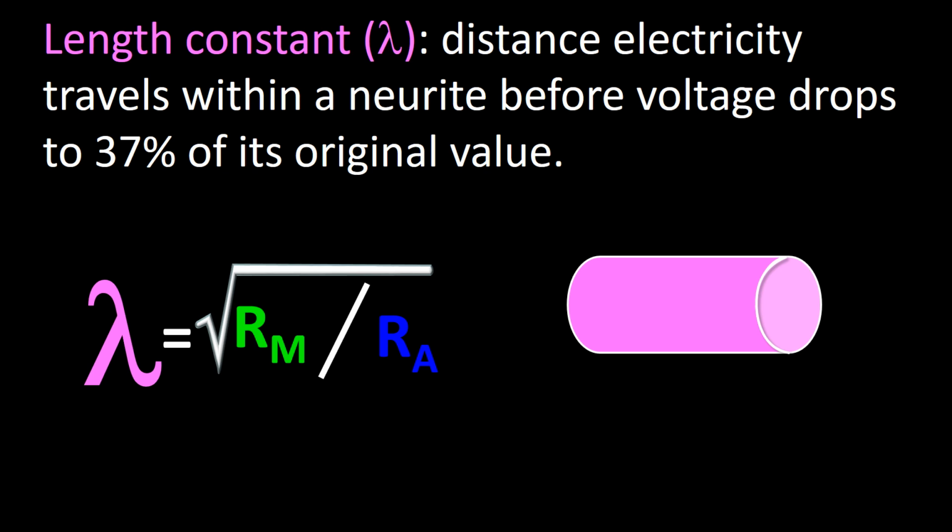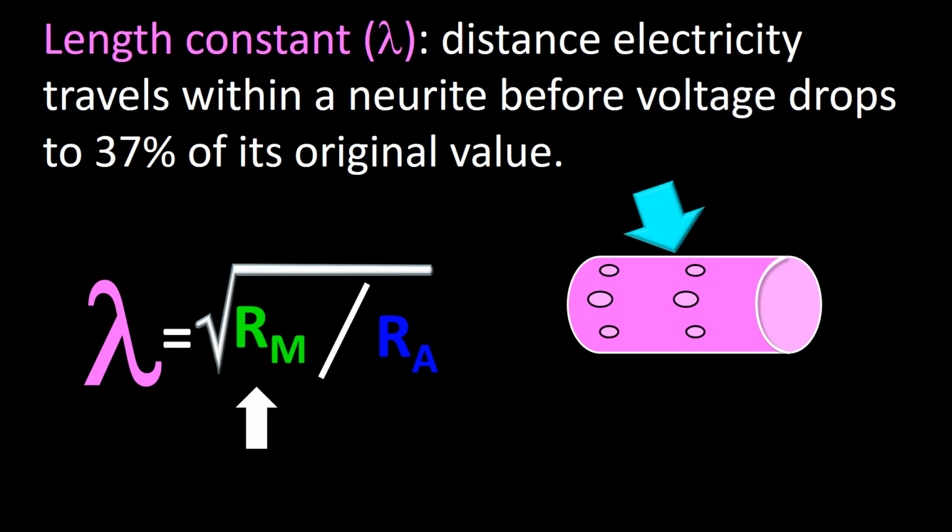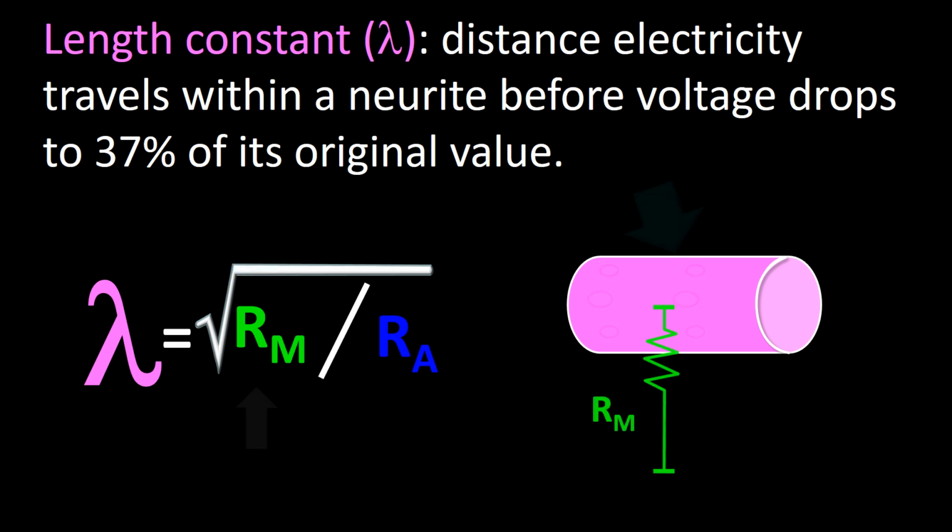Let's look at the figure of an axon segment. Membrane resistance can be viewed as holes in the membrane cylinder through which positive charges can exit. Membrane resistance will be low if there are many holes. Membrane resistance will be high if the number of holes is very few. We will represent membrane resistance by the electrical symbol of resistance across the membrane.